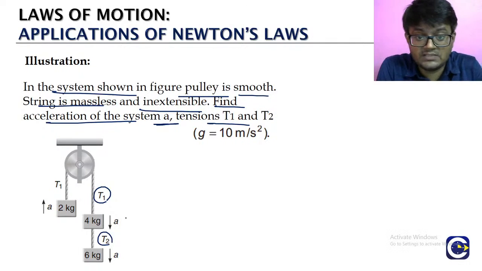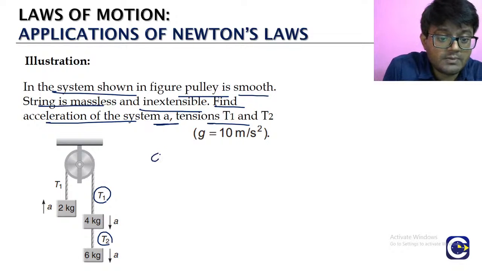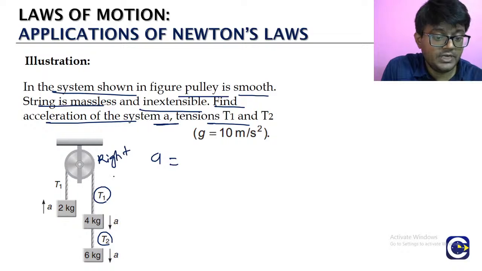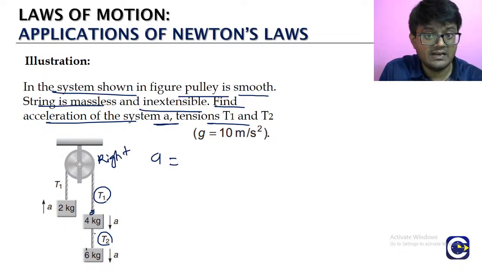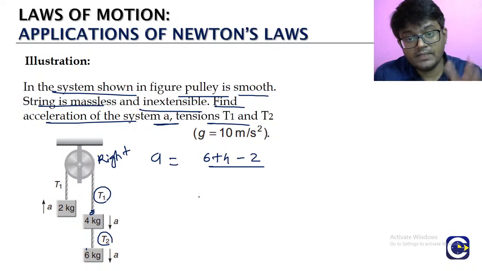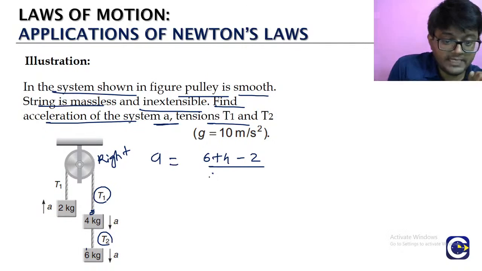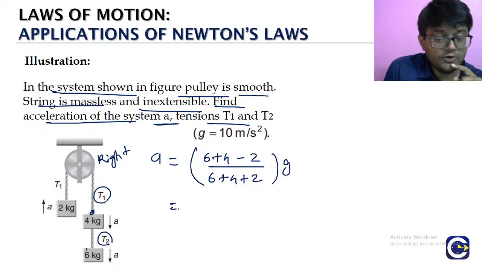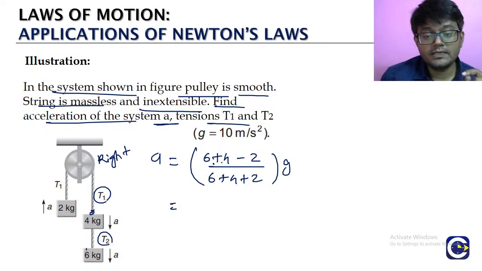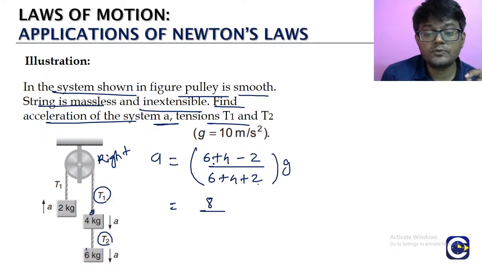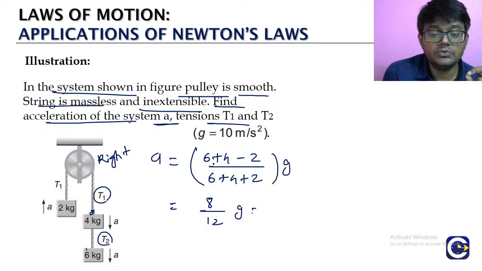Straight away, since just now we did it, do you guys remember that common acceleration formula? Look at the right side of that pulley. What is the total mass? 4 plus 6, 10, which is higher than 2. Means 6 plus 4 minus 2. Remember that formula? M3 plus M2 minus M1 divided by the total mass into g. So 6 plus 4 is 10. 10 minus 2 is 8. Denominator is 6 plus 4, 10, 10 plus 2 is 12, into g.